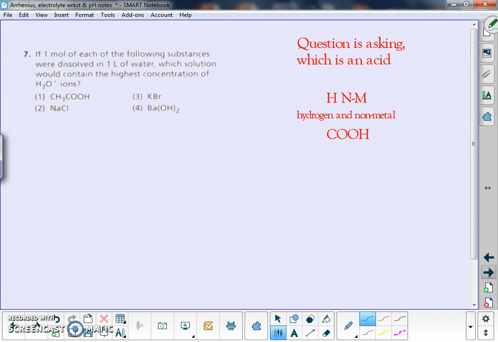Number 7 is a similar question. This one's asking you, which one's an acid? Because it's asking which contains the highest concentration of hydronium ions this time. Well, you're not going to find an H3O+ in the compound, but you will find something that has a hydrogen and a nonmetal, or has the COOH. And again, there's your COOH. That's just a salt, that's a salt, and that's a base. So the one that has the highest concentration of hydronium ions is the acid.